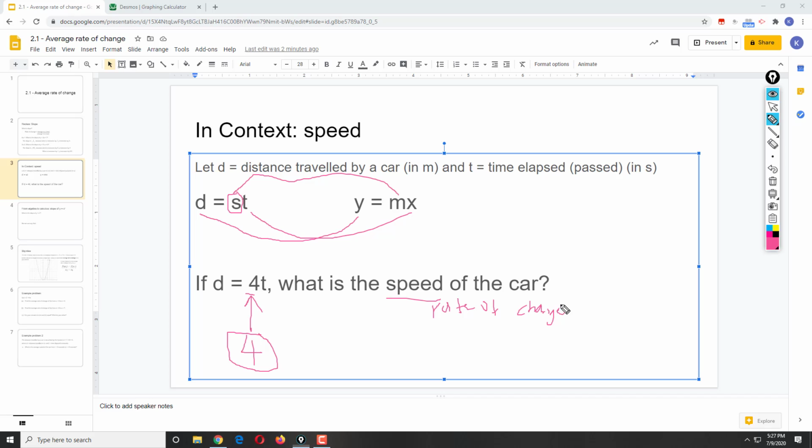For slope, we have delta: change in y over change in x. Here we have change in distance over change in time. The change in distance, so every 4 meters, the car moves in 1 second. So that's why the speed has to be meters per second.